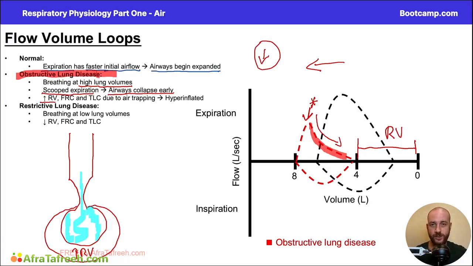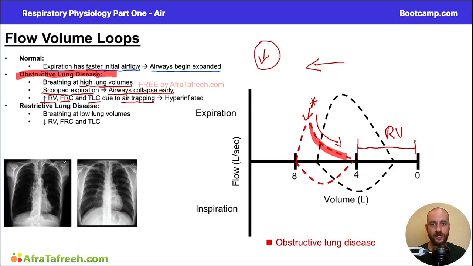So in obstructive lung disease patients, they characteristically have increased residual volume. And recall that residual volume is a component piece of FRC, and it's also a component piece of the total lung capacity. So our FRC and our total lung capacity are going to increase as well. And this is all due to a phenomenon called air trapping. And so due to all of this air trapping, the lungs are said to be hyperinflated with air. It's very high yield to note that in obstructive lung diseases, the lungs are hyperinflated.